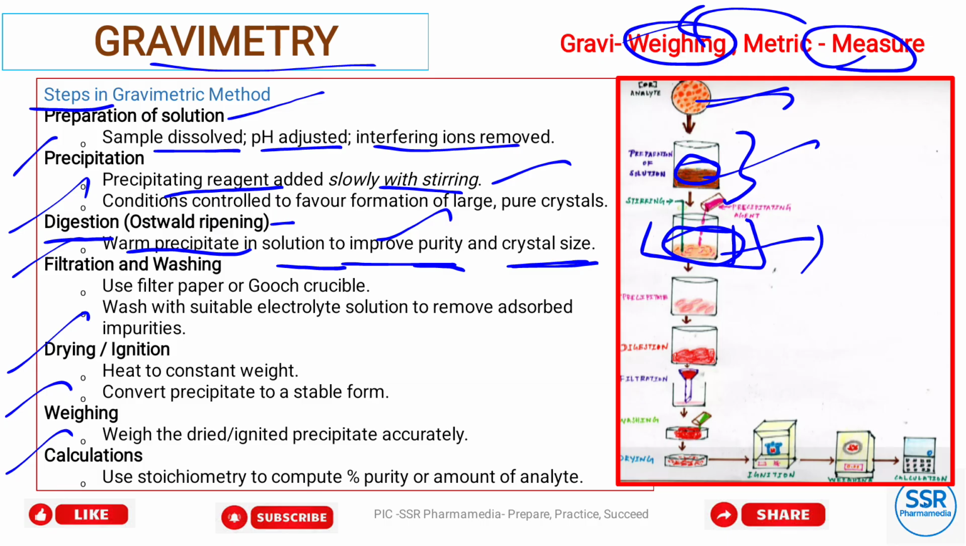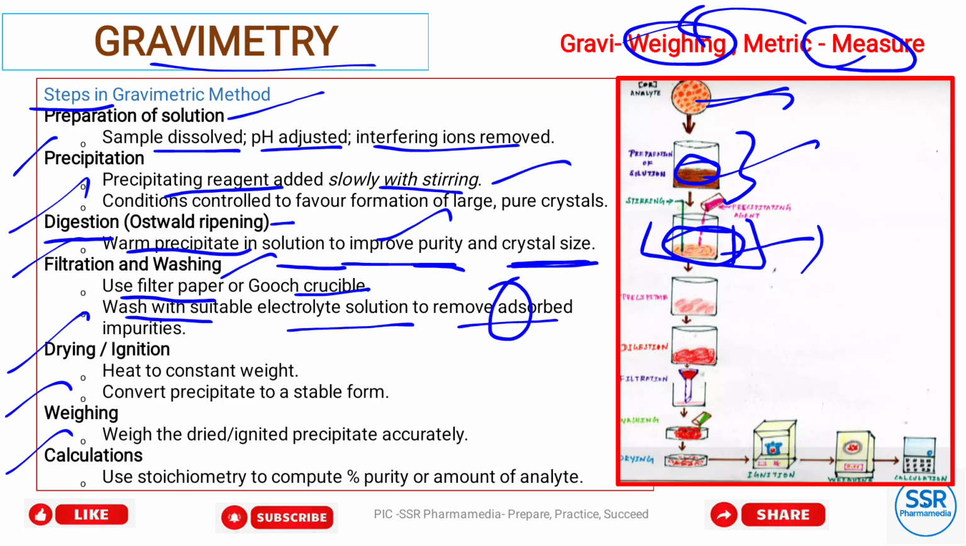After the formation of large crystals, next we go for filtration and washing. For filtration, use filter paper or a Gooch crucible. Then wash with a suitable electrolyte solution to remove adsorbed impurities.